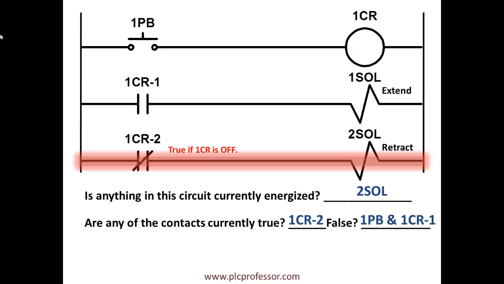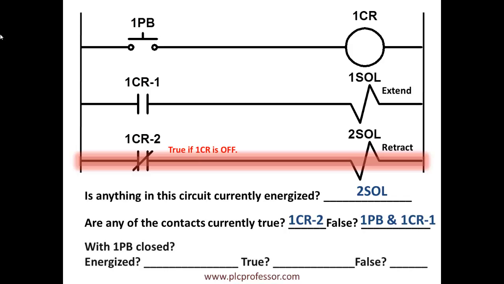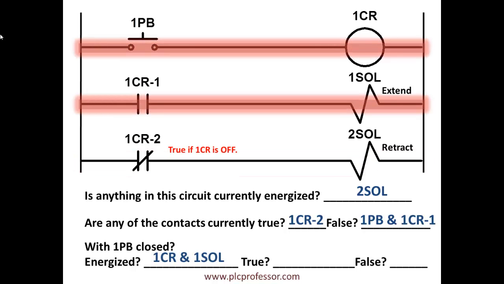If we press the push button and hold it down, are any devices energized? Correct. The 1CR contact relay is energized, and the solenoid 1, which extends the cylinder, is energized. Are any of the contacts true? Push button 1 and 1CR-1 are true. 1CR-1 is true because the relay is on. Therefore, the contact is closed.